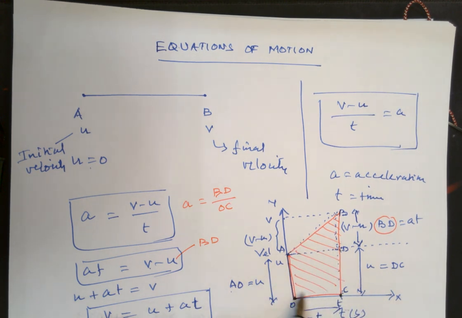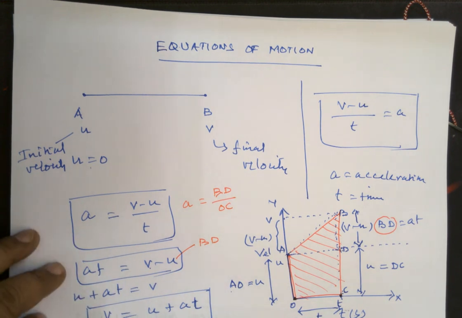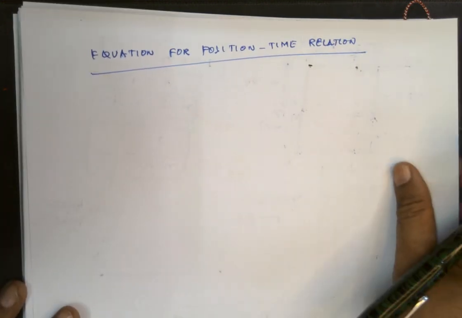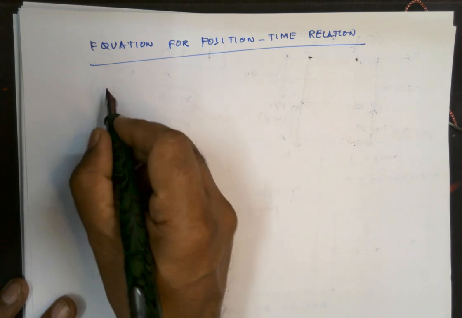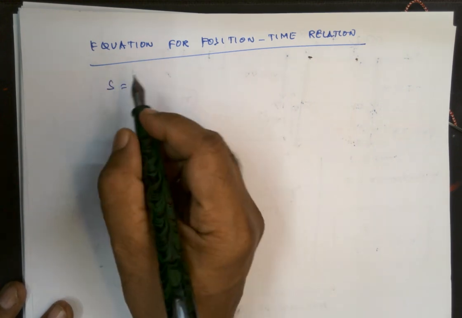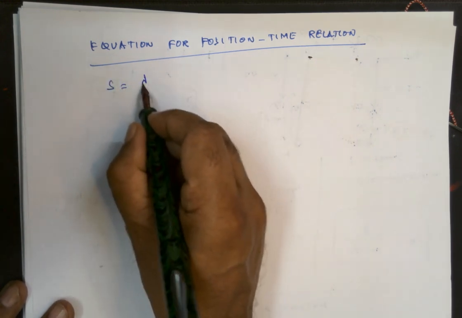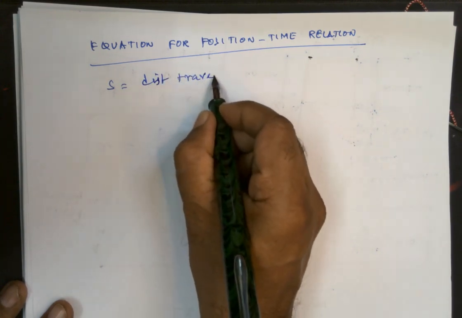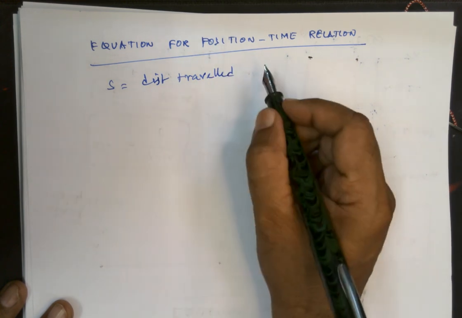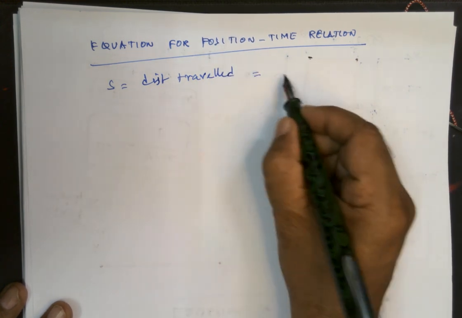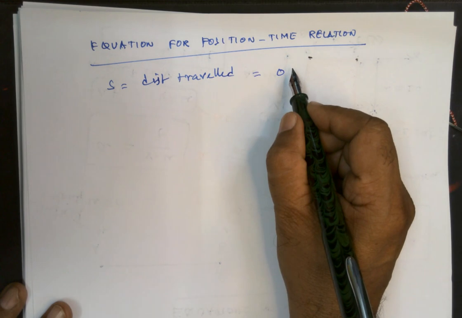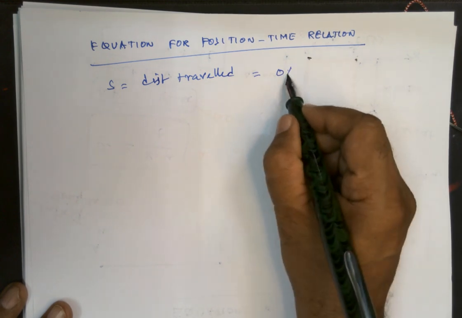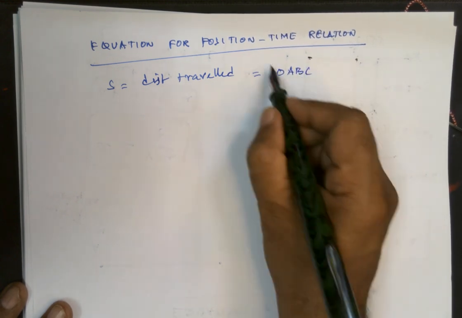This is nothing but the distance traveled. Okay, the distance traveled. Take down. So OABC, S is given as the displacement or distance here. So displacement or distance traveled by the object is equal to the area of OABC.